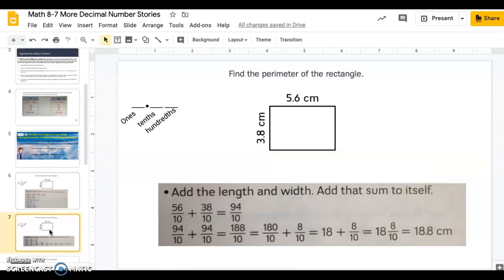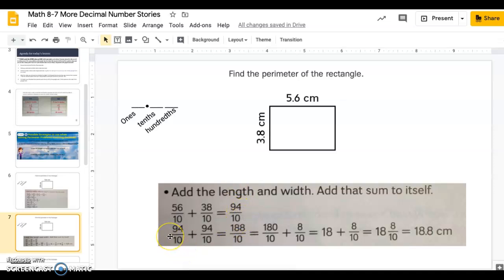A second way is that you could just add the length and width and then take that sum and add it to itself. So they looked at 5.6 centimeters and they said, okay, that's equivalent to 5 6/10 centimeters, equivalent to 56/10. 3 8/10 centimeters here is equivalent to 38/10. So they added the length and the width. 56 plus 38 equals 94. Keep the denominator the same. I get a sum of 94/10.